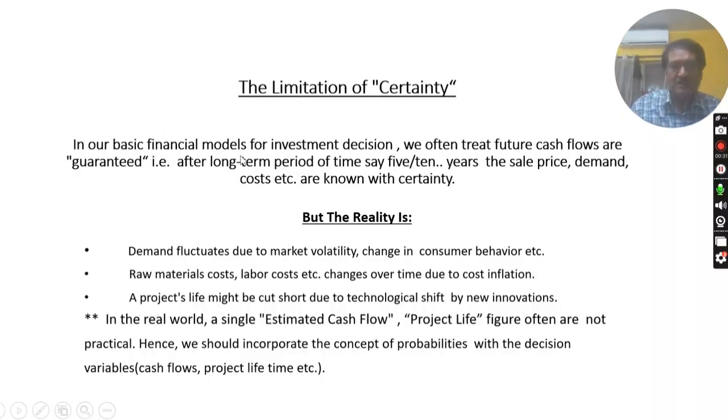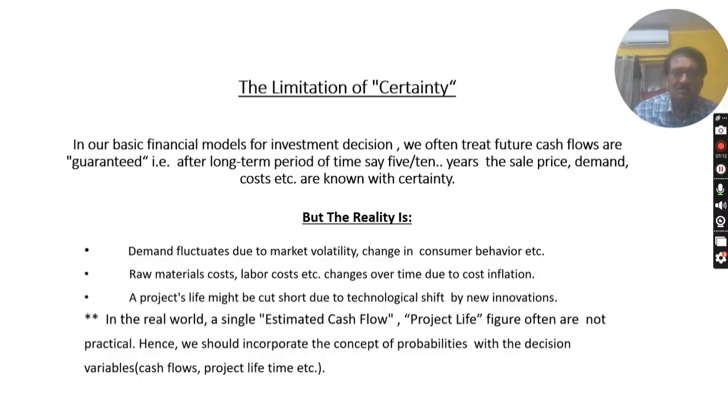In our basic financial models for investment decision, we often treat future cash flows as guaranteed. That is, after a long period of time, say 5 years, 10 years, 15 years, the inputs like the sale price, demand, cost, etc. are known with certainty, on the basis of which the cash flows are determined.